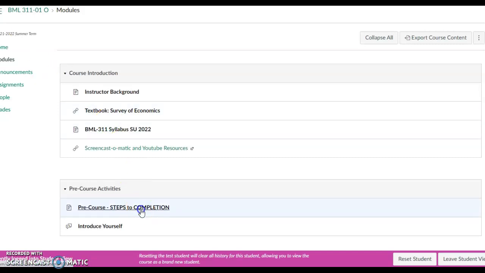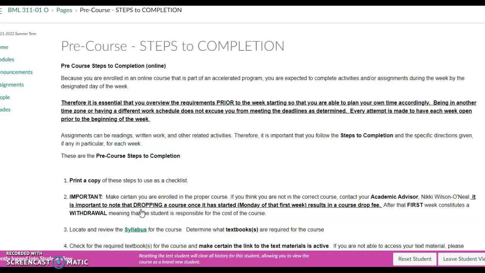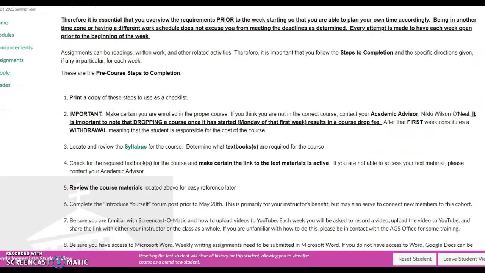The next thing will be the steps to completion. This is something that you can follow, and it is to be used as a guide. Print a copy of this for hard copy purposes.